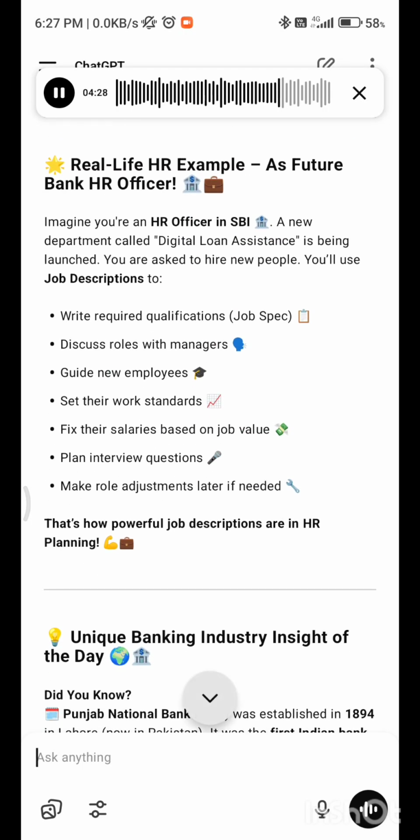Real-life HR example as future bank HR officer. Imagine you're an HR officer in SBI. A new department called Digital Loan Assistance is being launched. You are asked to hire new people. You'll use job descriptions to write required qualifications, job spec, discuss roles with managers, guide new employees, set their work standards, fix their salaries based on job value, plan interview questions, make role adjustments later if needed. That's how powerful job descriptions are in HR planning.